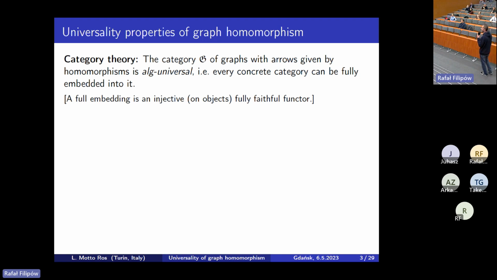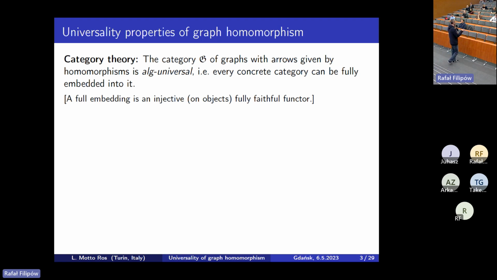So one of the strongest results I saw is from category theory, a theorem saying that the category of graphs with arrows given by homomorphisms is so-called alg-universal. So universal in the sense that every concrete category, concrete just meaning a category whose objects are based on sets and arrows are based on functions, can be fully embedded into graph homomorphism. It's a technical notion, but includes most of the natural categories that we use.